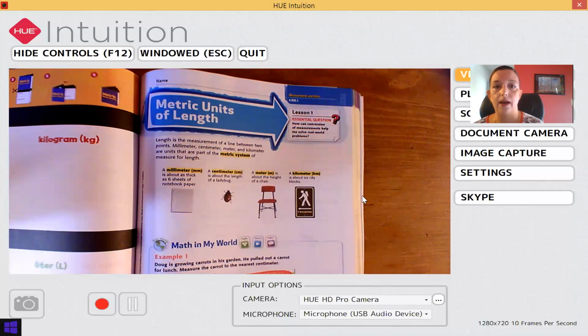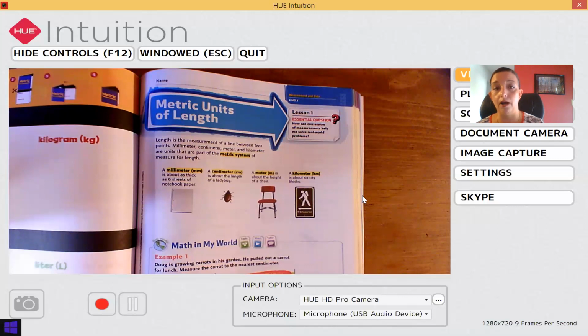But the rest of the world uses metric units. And the reason that the rest of the world uses metric units is because they are easier to work with. They're easier to convert because it has a base 10 system. So every measurement is either 10 times, 100 times, or 1,000 times the other unit. So it's easier to remember, and it's also easier to multiply to find conversions. So we're going to talk about what the metric units of length are.